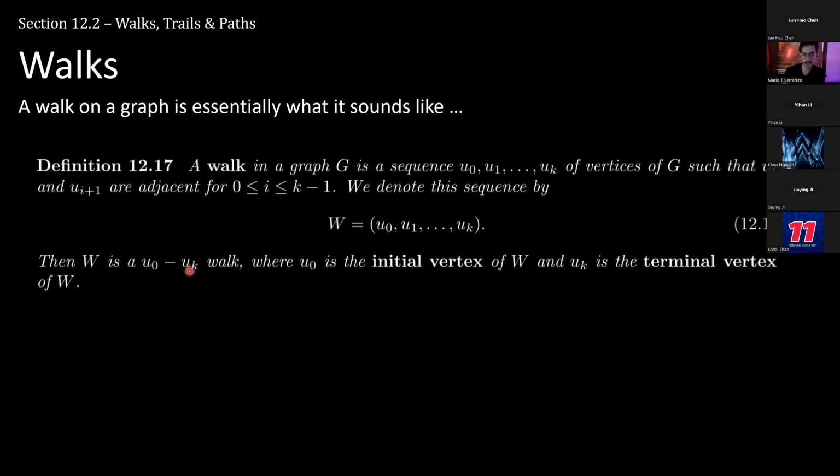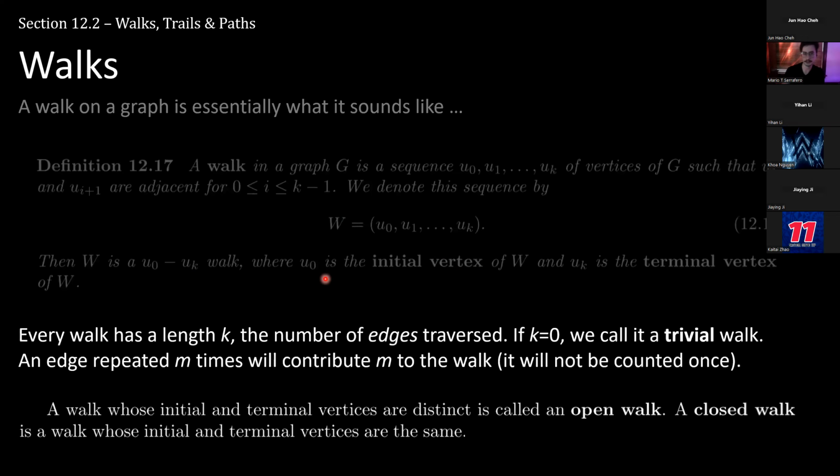So we call this a u0 to uk walk, where u0 is the initial vertex of W and uk is the terminal vertex of W. Every walk has a particular length, k, which is the number of edges traversed. If k equals 0, we call it a trivial walk because we didn't really move from the initial vertex. An edge that is repeated m times during a walk will contribute m to the length. So if we repeat an edge throughout a walk, we still count that edge. We're going to see some examples, so bear that in mind.